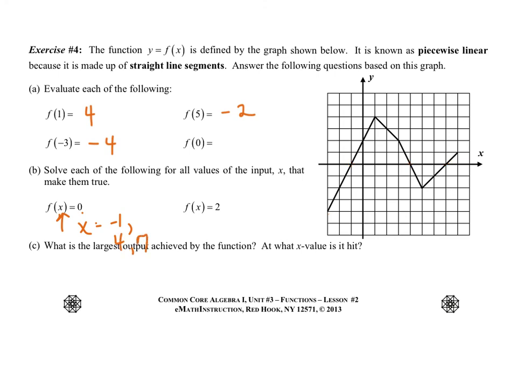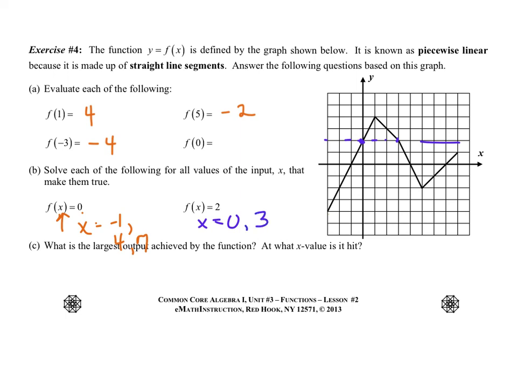The next part says do the same thing, only figure out what it is when y is 2, when the output is 2. If I draw a little horizontal line through here, I can kind of see that would be when x is 0, and also when x equals 3.